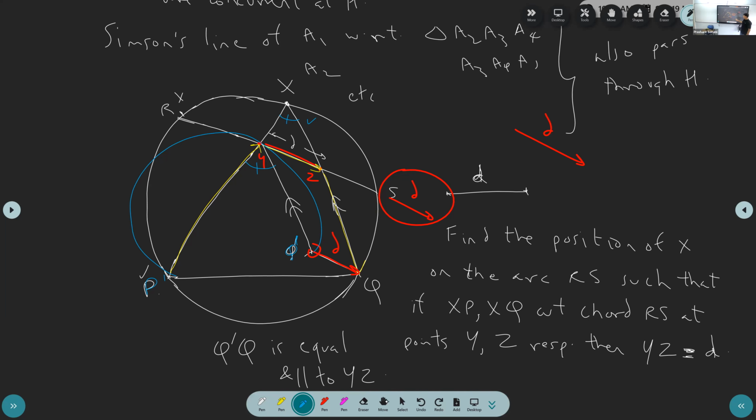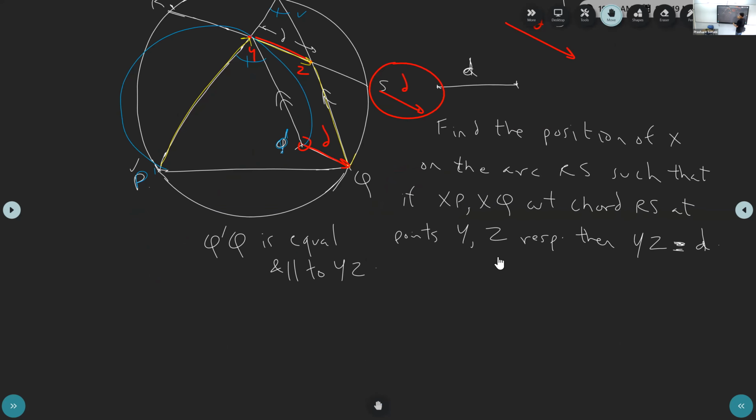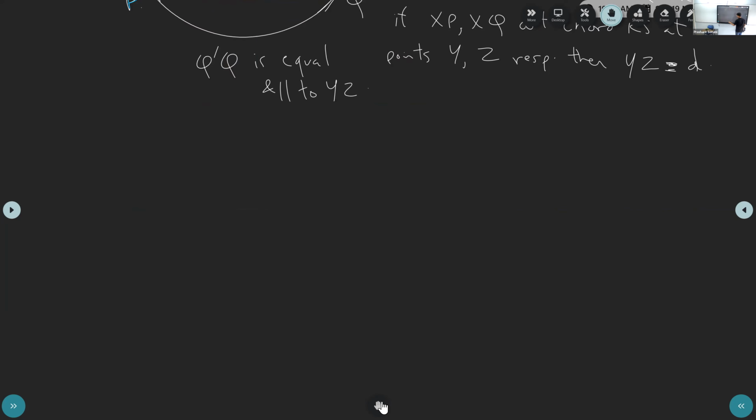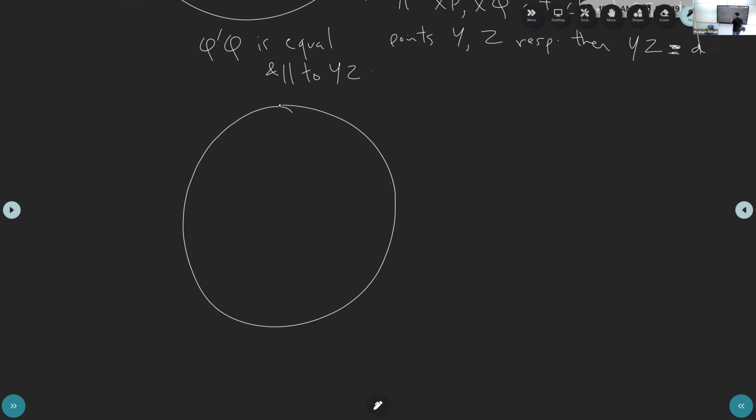So let me just illustrate this in a separate diagram. Like if I give this task to you, I'm going to give this circle. So this is what is given to me. I constructed this circle. I am given points P and Q. I am given points R and S. And separately on the side, I give you a segment of length D, and I have to find the position of the point X so that if I complete the diagram, that segment will be of length D. So how will I proceed?